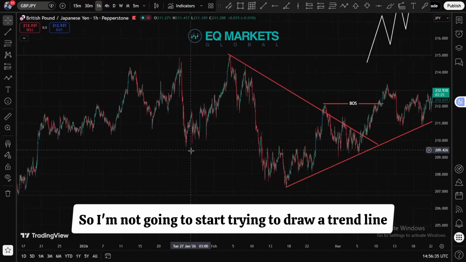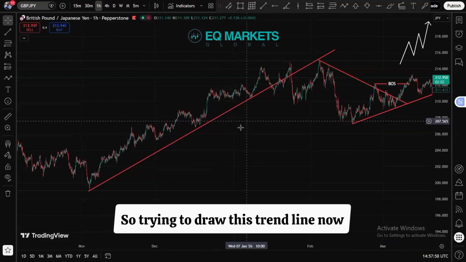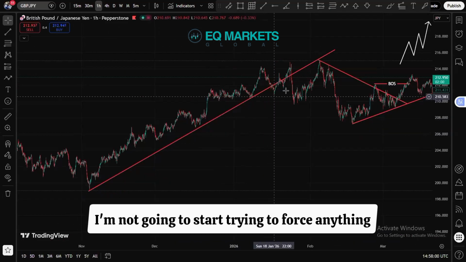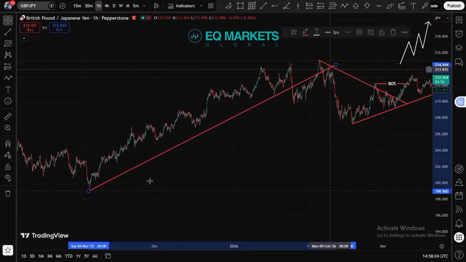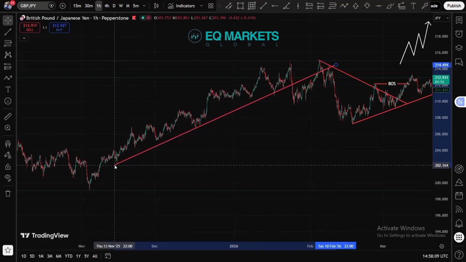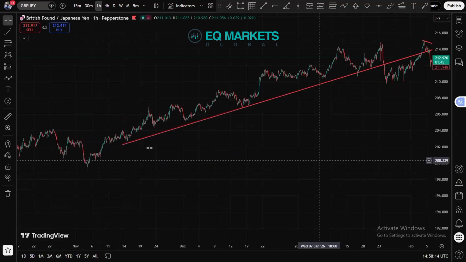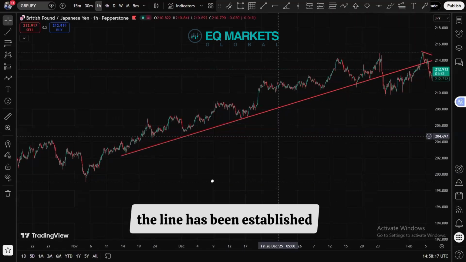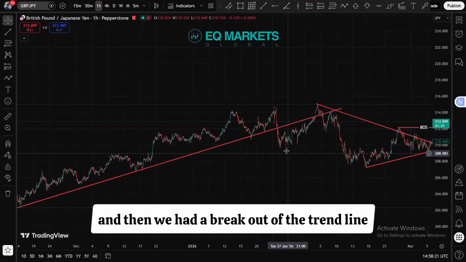So I'm not going to start trying to draw a trend line when it does not exist. Trying to draw this trend line now, I'm not going to start trying to force anything. If I have this here and I have this here, I think my trend line is good already. So this is actually a very good trend line to draw. We have 1 touch, 2 touch, the line has been established. Then the third touch confirmed the line, and then we had a breakout of the trend line.